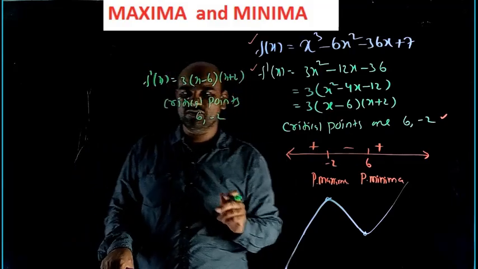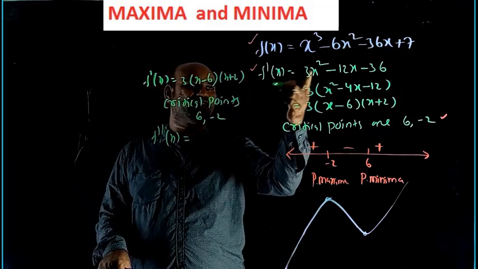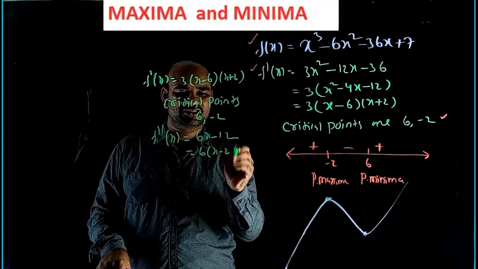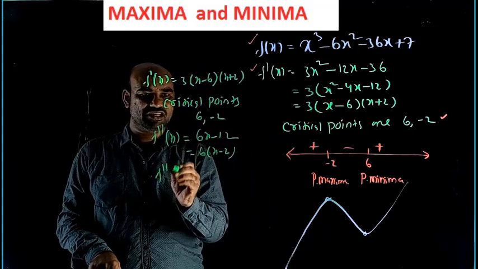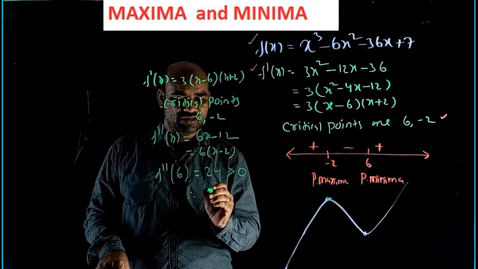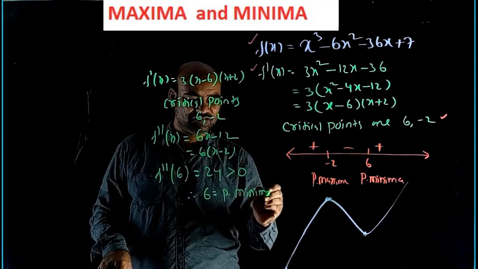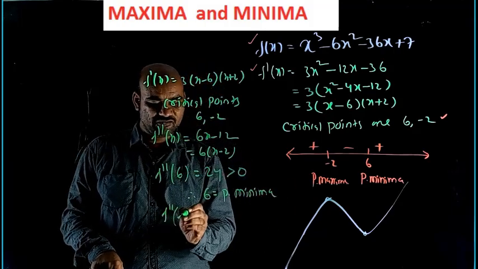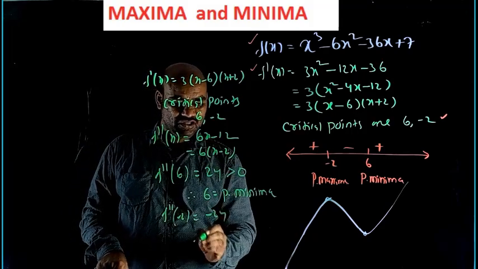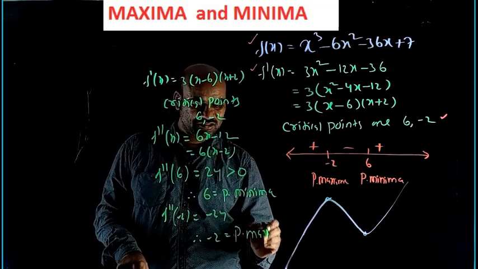You have to use the second order derivative test, just to find f double dash of x. F double dash of x is 6x minus 12, or 6 times (x minus 2). Find f double dash of 6: 24, which is greater than 0. Therefore 6 is the point of minima. Find f double dash of minus 2: 6 times (minus 2 minus 2) is minus 24. Therefore minus 2 is the point of maxima.